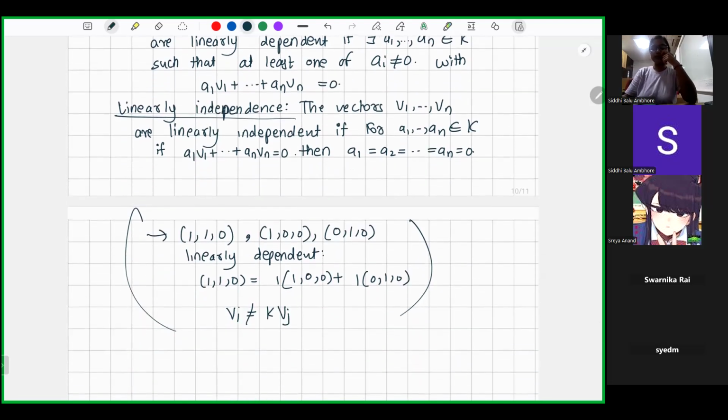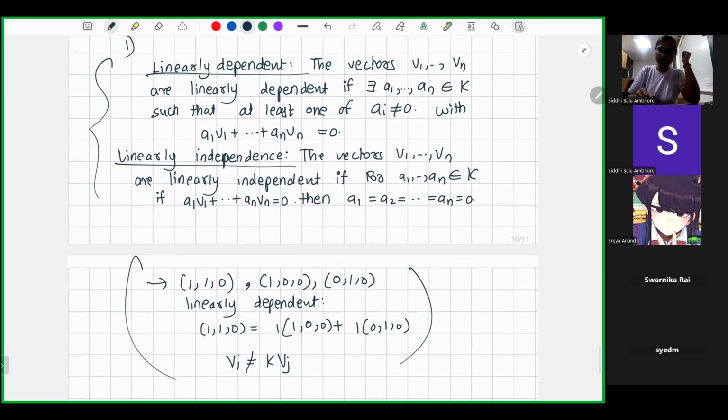So when we say that something is linear, we were talking about linear dependence and linear independence. We say that vectors v1 to vn are linearly independent if, whenever I have an expression a1 v1 plus a2 v2 plus ... plus an vn equal to 0, then each of these coefficients must be 0. That is called linear independence. And we say that something is linearly dependent if it is not linearly independent.